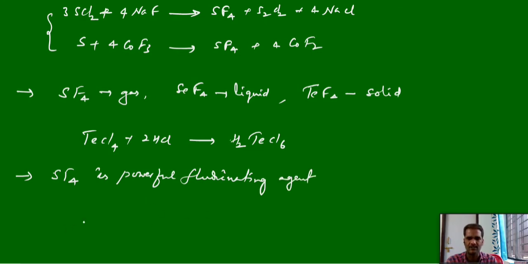Powerful fluorinating agent. You can see the chemical reaction here. So this fluorine can be taken by the boron. It can exchange the fluorine. Fluorinating agent. You will get boron trifluoride.